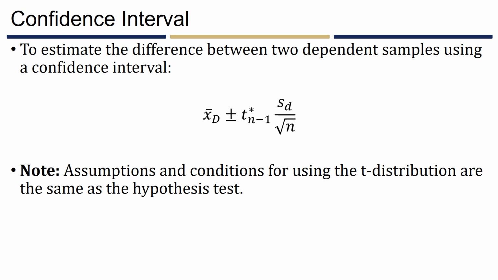Center the confidence interval at the sample mean of the differences, add and subtract some critical value that has n-1 degrees of freedom, and then multiply that by the sample standard deviation of the differences divided by the square root of the sample size. The assumptions and conditions for using the t-distribution in the confidence interval are the same as the hypothesis test, so I'm not going to bore you with the additional details in this case.